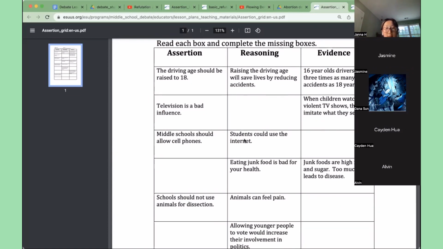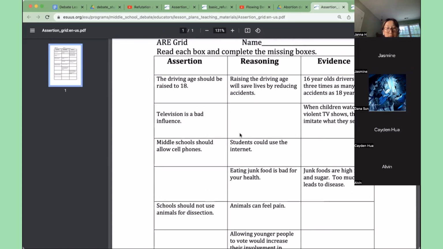Okay, next, assertion: middle schools should allow cell phones. Reasoning is that students could use the internet, and for the evidence, you guys can make up something. It doesn't have to be an actual study. You could just make up numbers. So just type in the chat or unmute yourself.